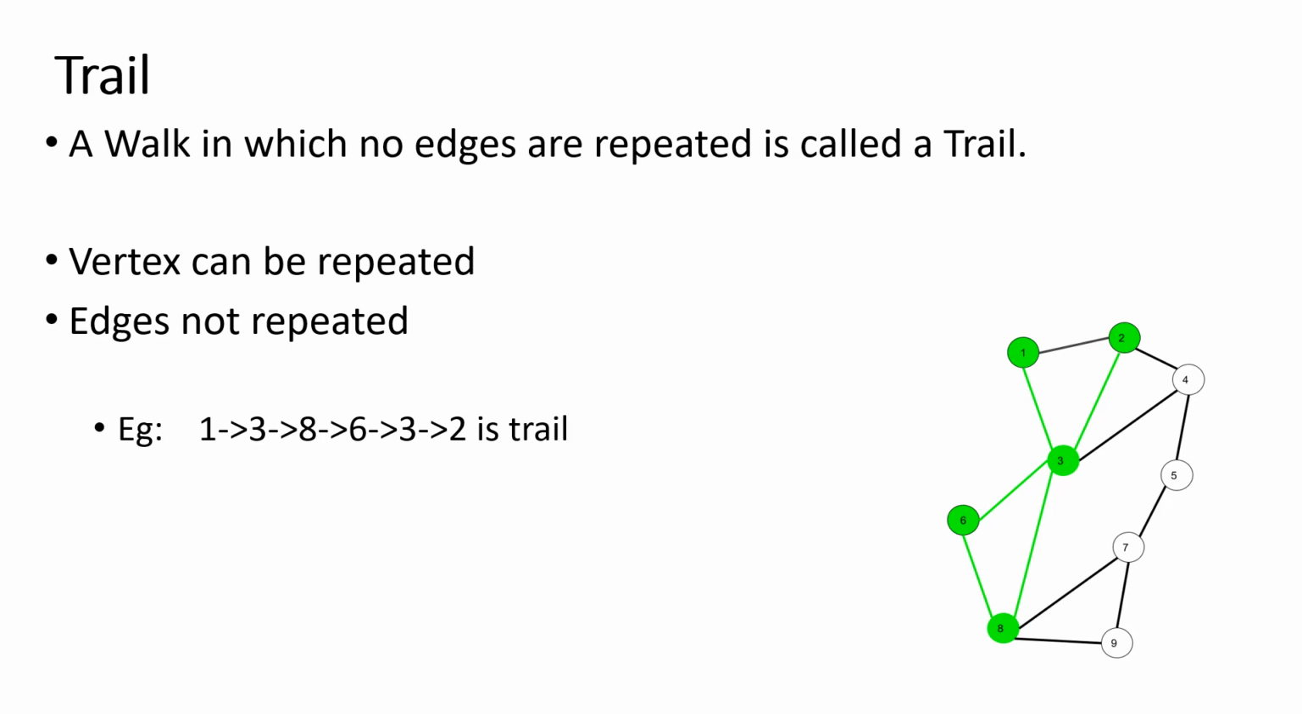Now we can see another term called trail. A trail is a walk in which no edges are repeated. That means a trail can have vertex repeated but the edges cannot be repeated. In the given example of the undirected graph G2, on traversing the graph starting from the vertex 1, to vertex 3, 3 to 8, 8 to 6, 6 to 3 and 3 to 2 forms a trail. As we can see that the vertex 3 is repeated, but none of the edges are repeated.